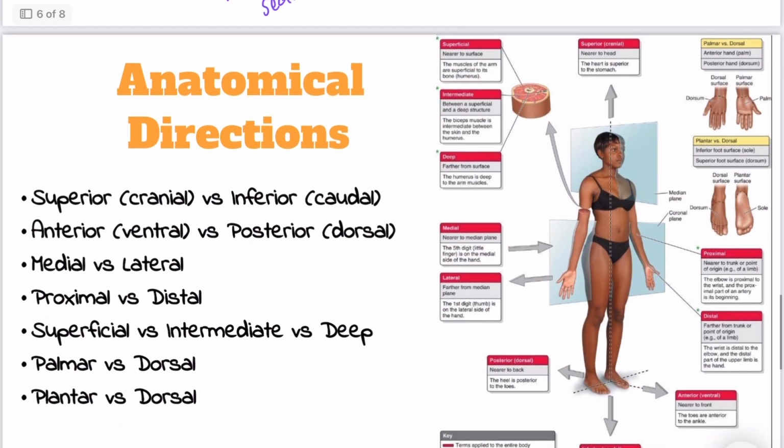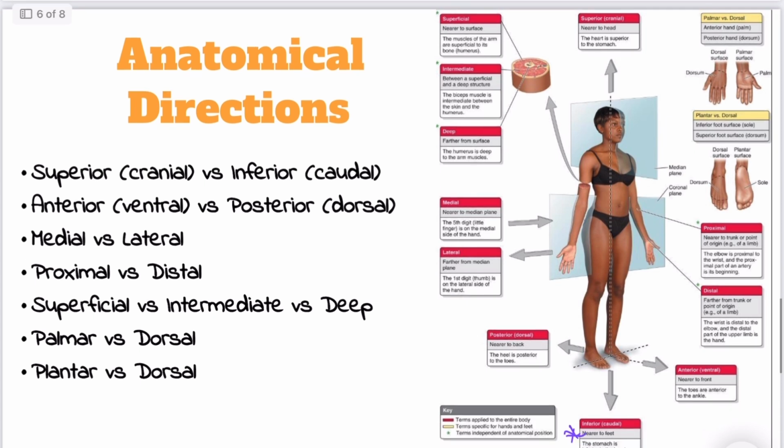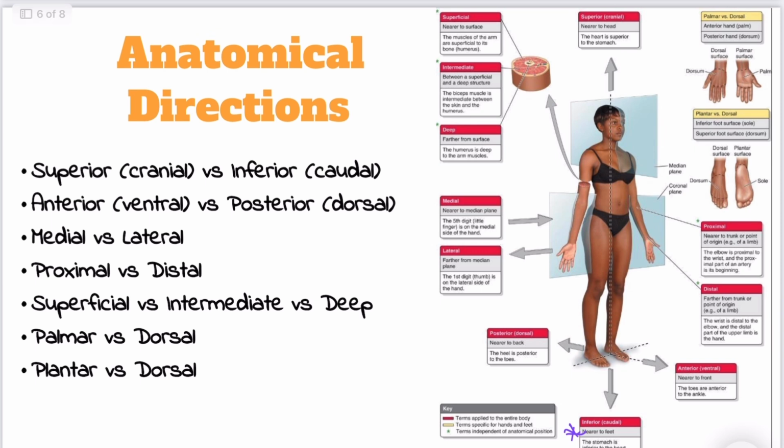So now here, this is where you really have to pay attention, because the anatomical directions are also going to help you identify and remember the names of the different muscles that you have to learn in the human body, and also understand the direction of where each muscle or anatomical part of the body is located. So let's first start with superior cranial versus inferior caudal. Let's start with red.